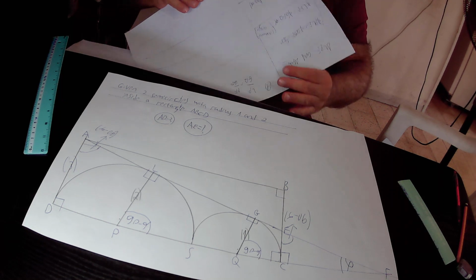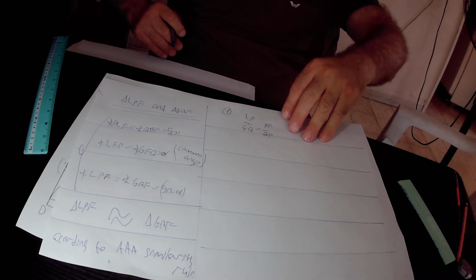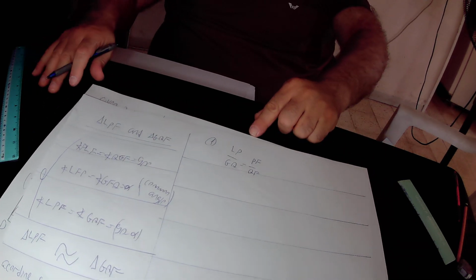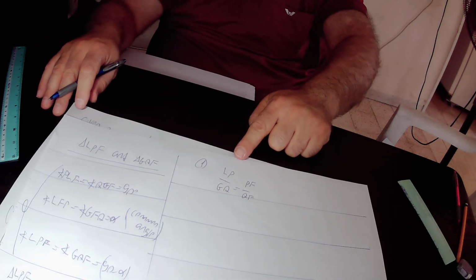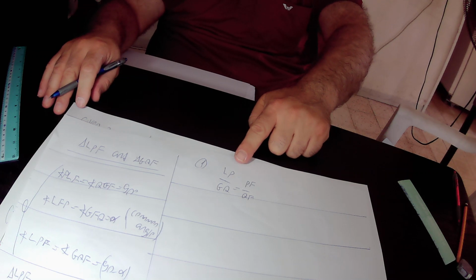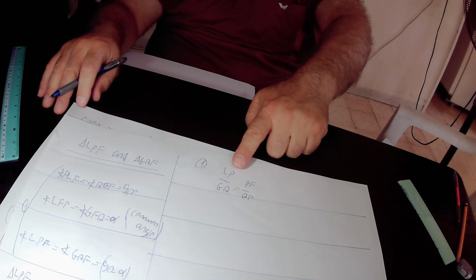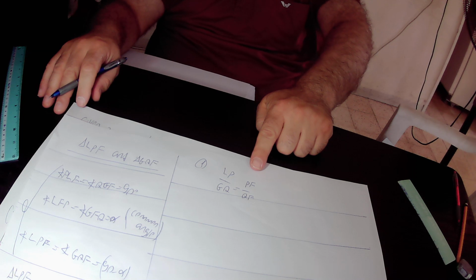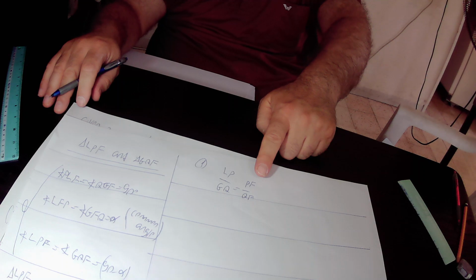So I repeat again. We derive that side LP in the big right triangle LPF, or side GQ in the small right triangle FGQ, equals side PF in the big right triangle LPF, or side QF in the small right triangle GFQ.